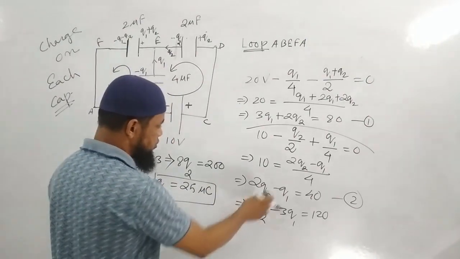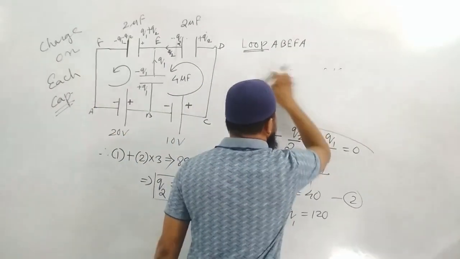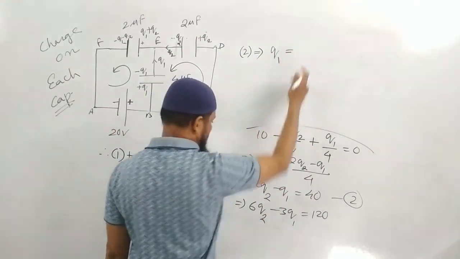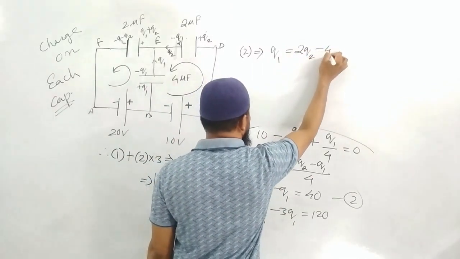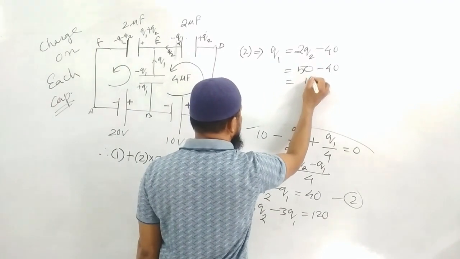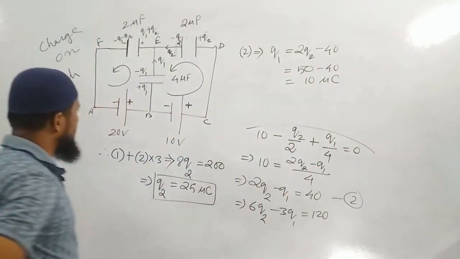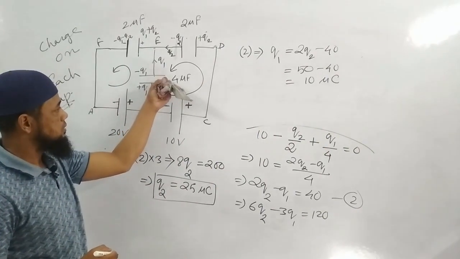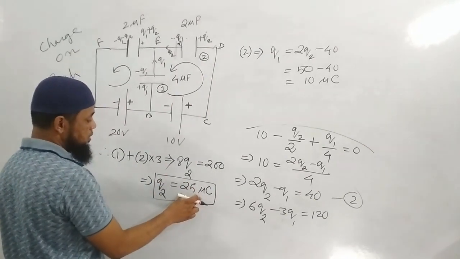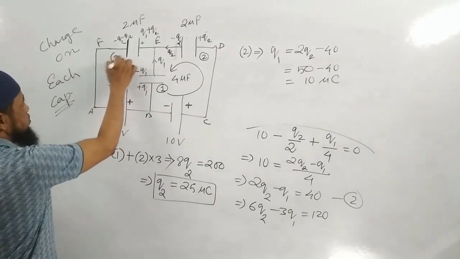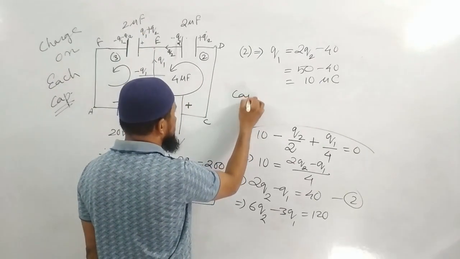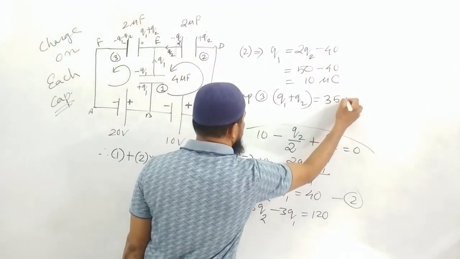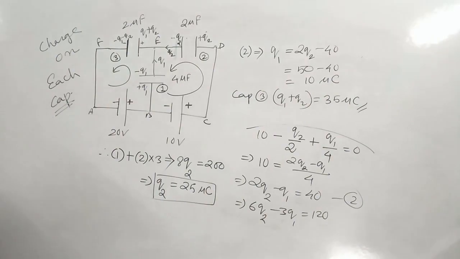Okay, so use equation 2 and you'll get the value of Q1. Equation 2 implies Q1 is twice Q2 minus 40. 50 minus 40 is 10 microcoulomb. So the charge on this capacitor, let me call it capacitor 1, the 10 microfarad, is 10 microcoulomb. This is capacitor 2, with charge 25 microcoulomb. On capacitor 3, the charge will be Q1 plus Q2, which is 35 microcoulomb. So we got the charge on all three capacitors.